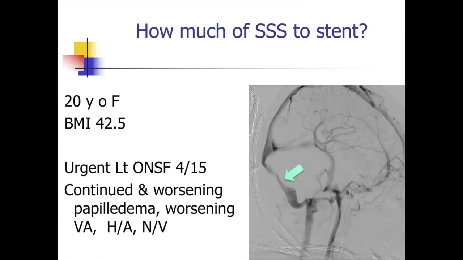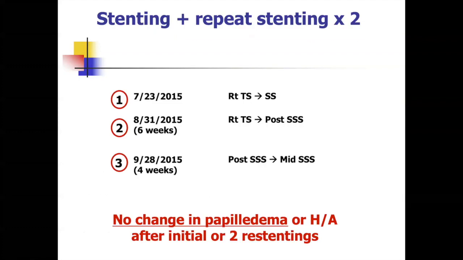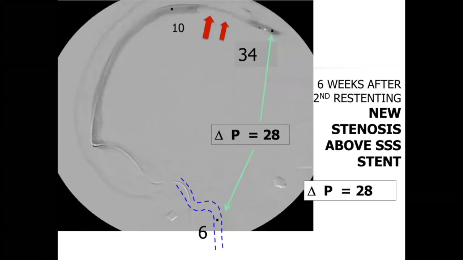And then along came this patient, 20 years old, and she'd had a failed fenestration, and she's going blind. And she was sent for urgent stenting. And so over 10 weeks, my partner put in 3 stents. First the transverse, and then the posterior, and then the mid-superior sagittal. Papilledema didn't change. And here she was 6 weeks later, and she still has a gradient in that anterior part of the superior sagittal sinus. And we're thinking, okay, we're going to have to shunt her.